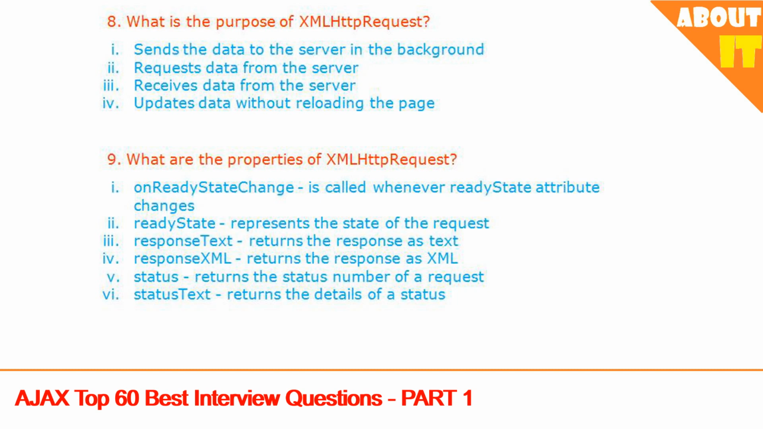9. What are the properties of XMLHttpRequest? onreadystatechange is called whenever the readyState attribute changes. readyState represents the state of the request. responseText returns the response as text. responseXML returns the response as XML. status returns the status number of a request. statusText returns the details of a status.